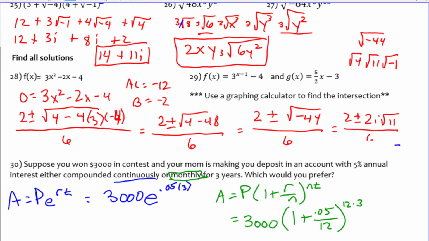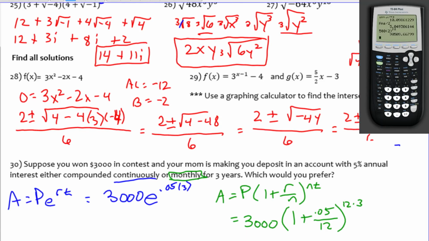For the PERT, this says 3,000, and then it's e, where's my e, to the 0.05 times 3. And so it looks like the answer is 3485. We'll just say 3485. So that would be my dollar value if I compounded continuously.